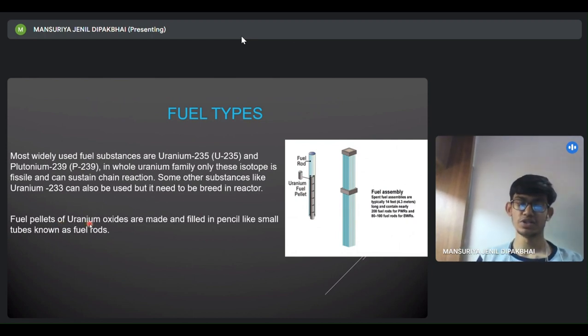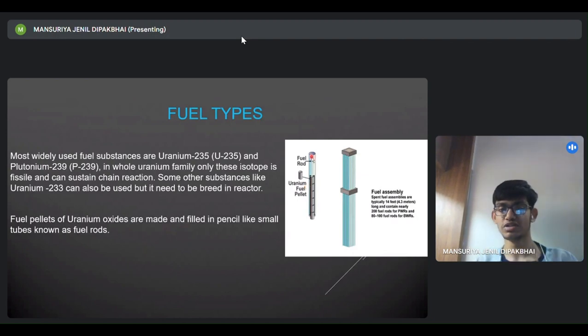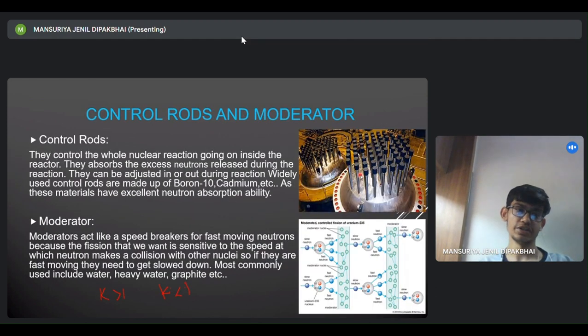First of all, uranium is extracted, then uranium oxide is made, then pellets are made and fit in a few rods, which are pencil-like tubes made of zirconium alloy, which are then assembled together and fitted in the reactor to start the reaction. Control rods and moderators.